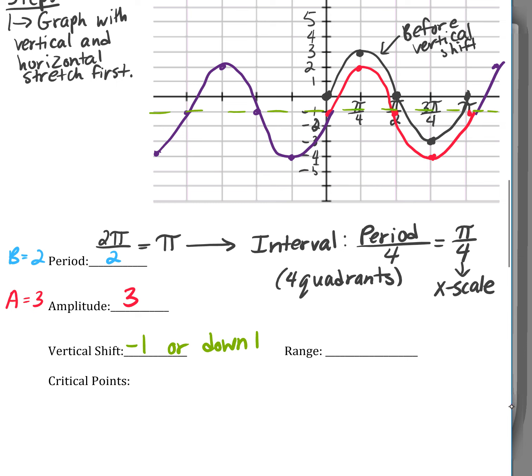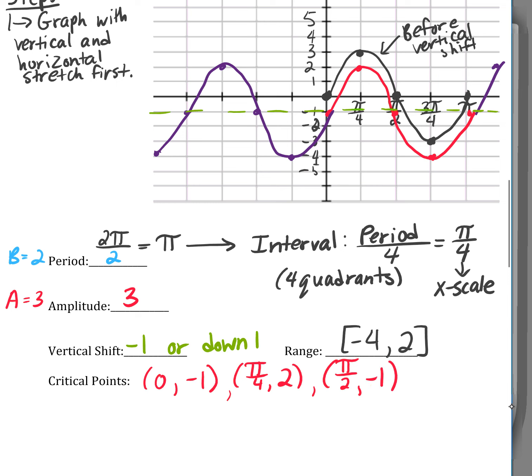Our range of this graph is going from -4 to 2. And then the critical points are just going to be the points from the red graph. So we have (0, -1), (pi over 4, 2), (pi over 2, -1), (3 pi over 4, -4), and then (pi, -1). So you can also see the range within those points, the lowest and the highest of the y values.